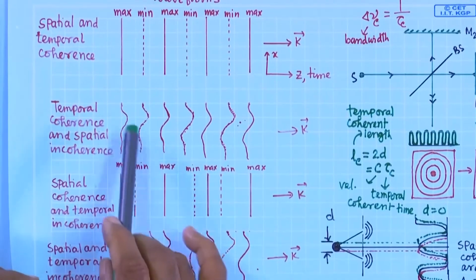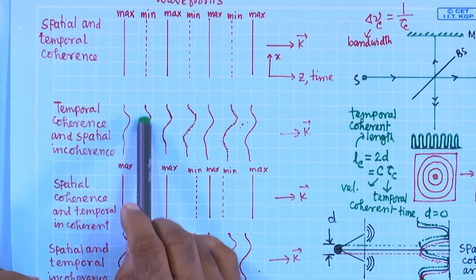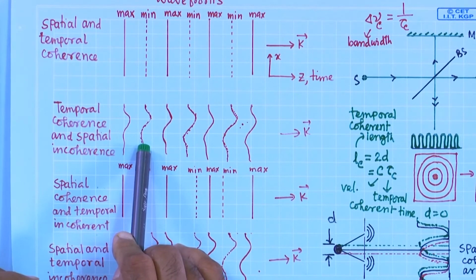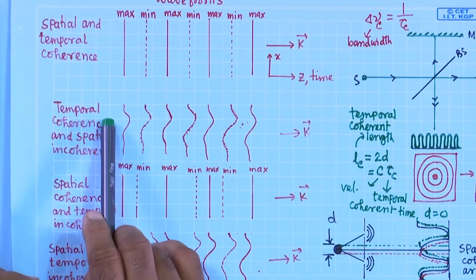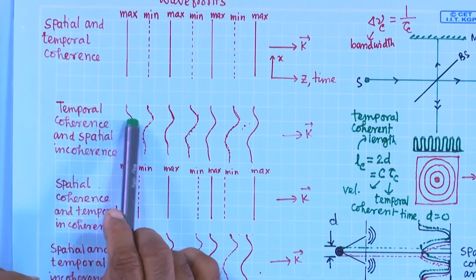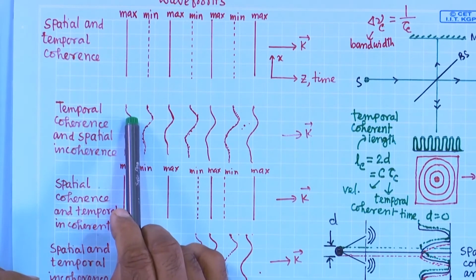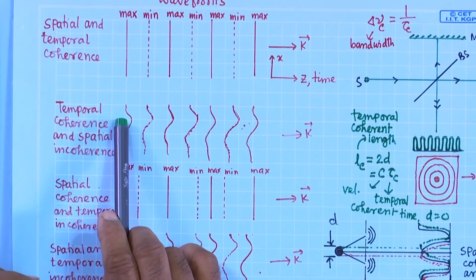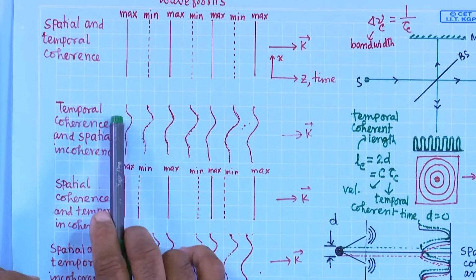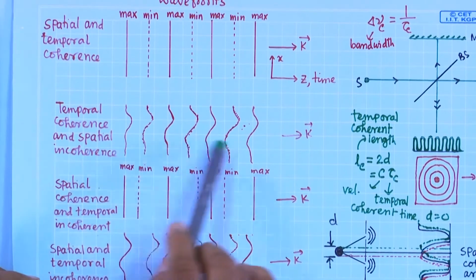If it is like this, in the vertical direction the phase is changing with time, but along this direction you can see their distance, it is moving. So the phase difference between them in the longitudinal direction will remain constant. This type of source is temporally coherent but spatially incoherent.